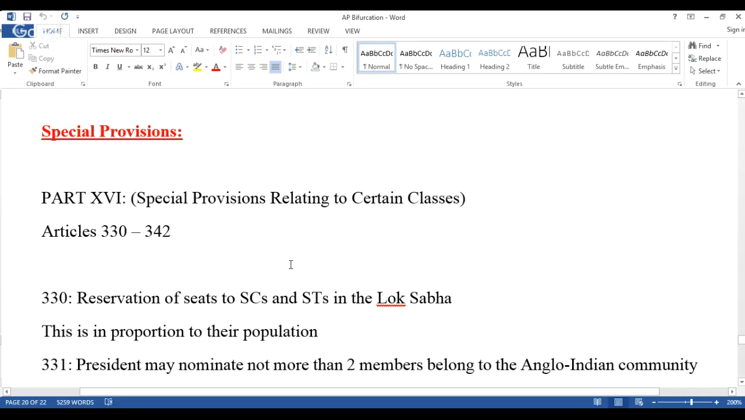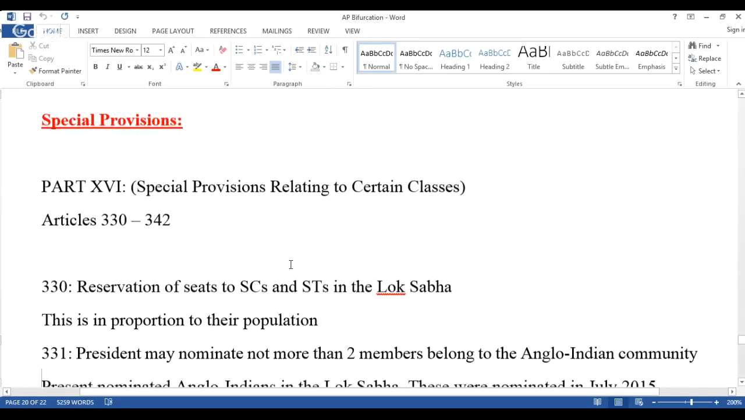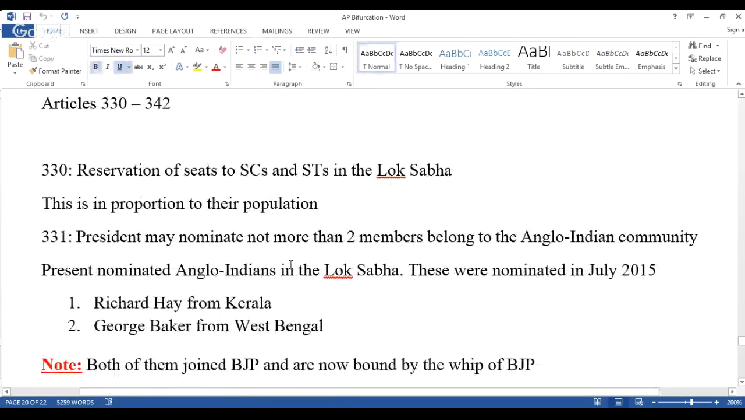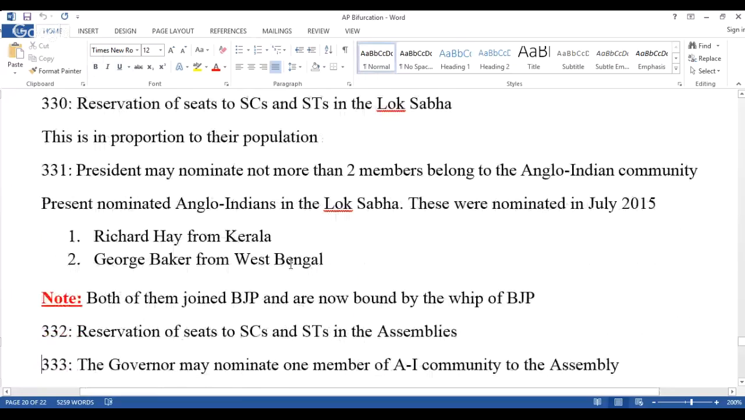So I'd like to open the document. Let me share some information with you. Look at this. First one is the special provisions relating to certain cases. These are articles 330 to 342. Let me go through this fast.